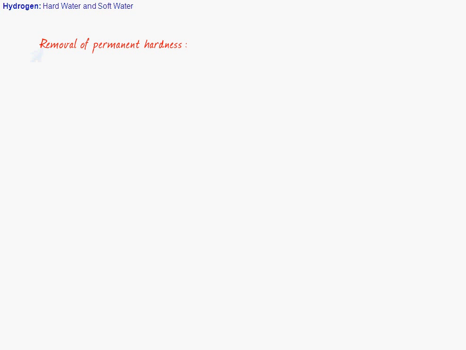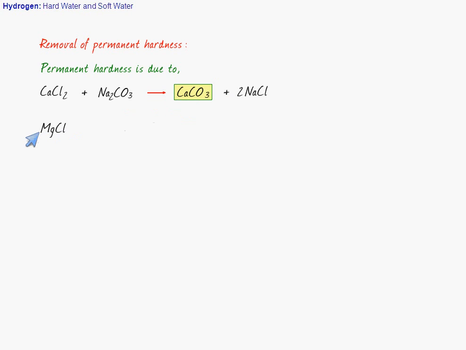Here the permanent hardness is due to calcium chloride, CaCl2, and we add here sodium carbonate, washing soda, Na2CO3. Calcium carbonate moves out, and we get 2NaCl. NaCl goes into the solution and calcium carbonate moves out. Similarly, we can also write down the equation for MgCl2, which will give us MgCO3. Same is applicable for calcium sulfate and also for magnesium sulfate.